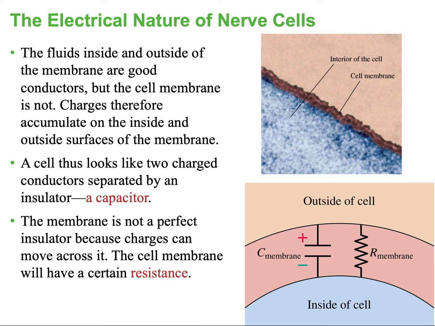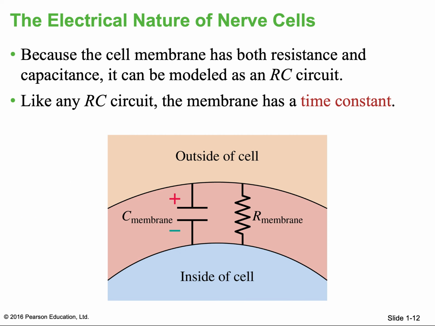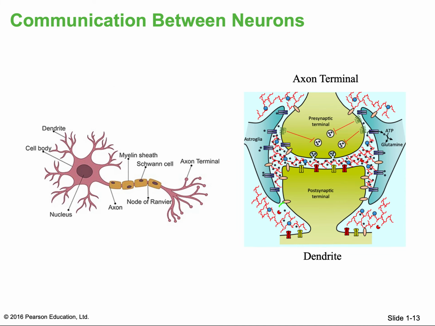Since the cell membrane is not a good conductor, we view these charges as being inside or outside the membrane. This makes the cell look like a capacitor, with 2 charge conductors separated by an insulator. The cell membrane has a resistance because it resists charges from the ions moving across it. We model the cell membrane as an RC circuit because it has a resistance and a capacitance. For this reason, the membrane will have a time constant.